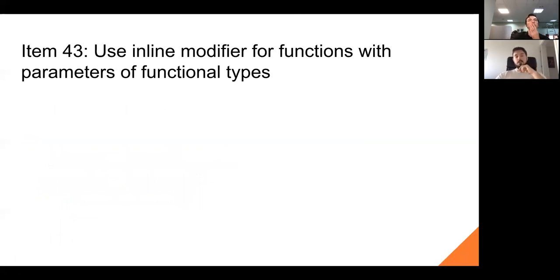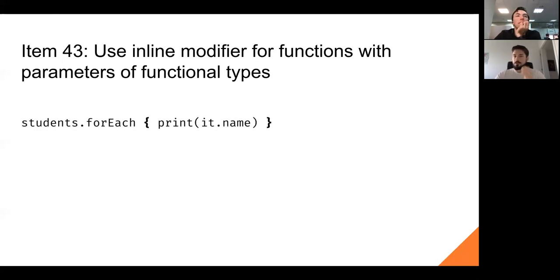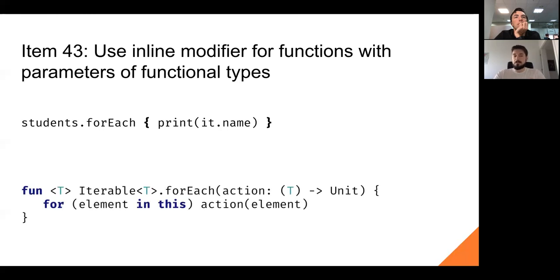Okay, so another suggestion, a bit more concrete, is to use the inline modifier for functions with parameters of functional type. Why so? We first need to understand the cost of functions themselves, the higher-order functions themselves. So imagine that you call some forEach function that does something. So here is a forEach definition.